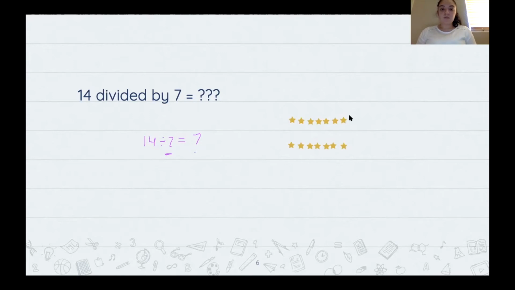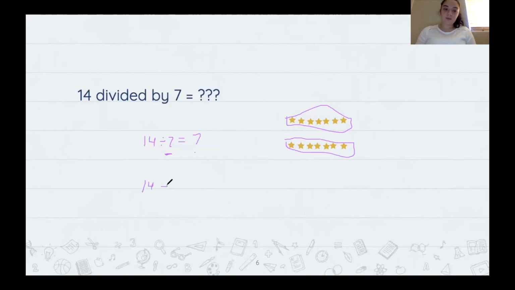We have 2 groups of 7 that add up to 14. And so the one question we have to make sure we ask is, are they equal groups? Do we have 7 in each? So let's double check. 1, 2, 3, 4, 5, 6, 7. 1, 2, 3, 4, 5, 6, 7. So yes, we have equal groups.